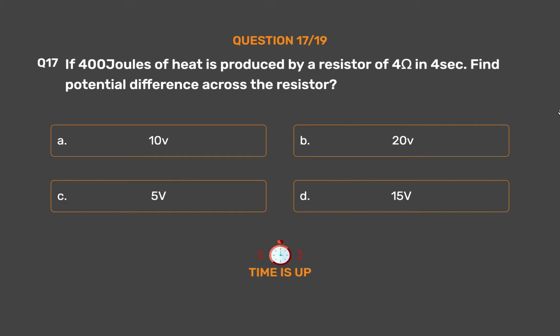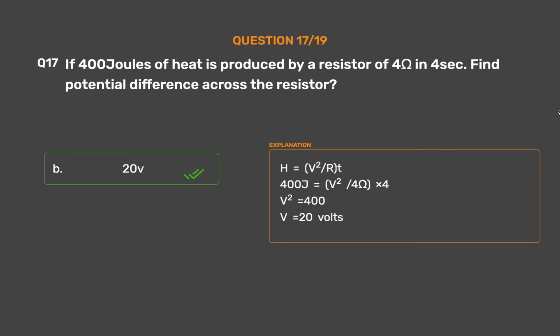The correct answer is option B, 20 V. H equals V²/R times t. 400 J equals V²/4 ohms times 4. V² equals 400. V equals 20 volts.